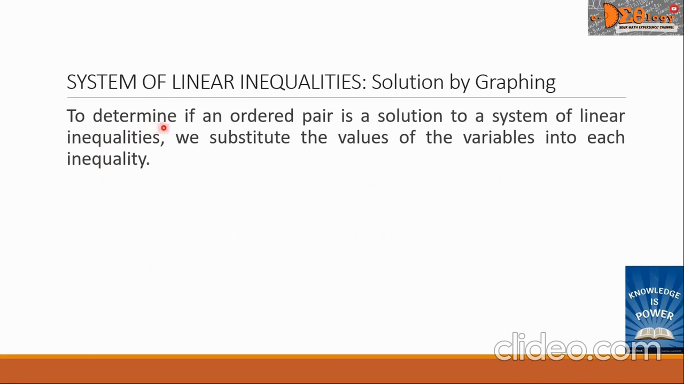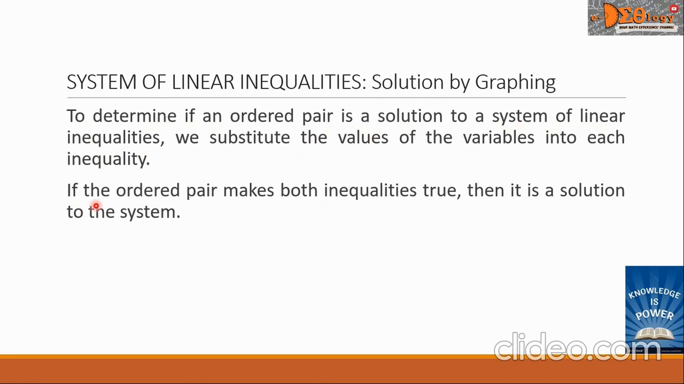To determine if an ordered pair is a solution to a system of linear inequalities, we substitute the values of the variables into each inequality. If the ordered pair makes both inequalities true, then it is a solution to the system.